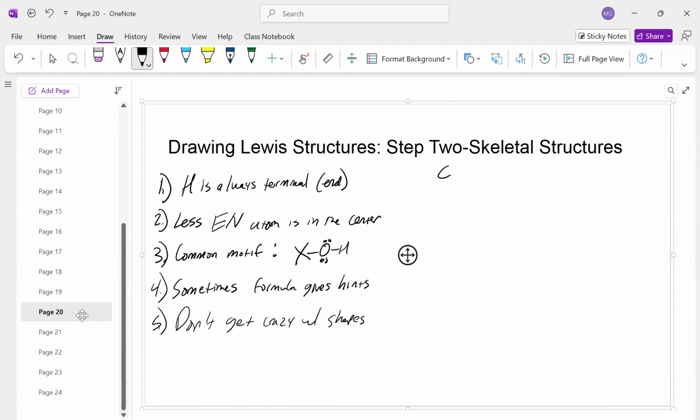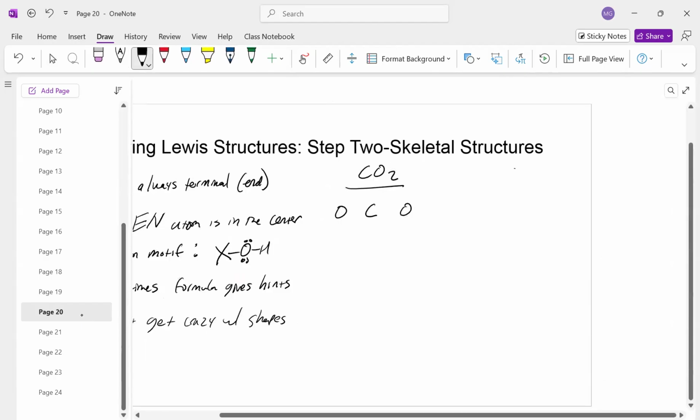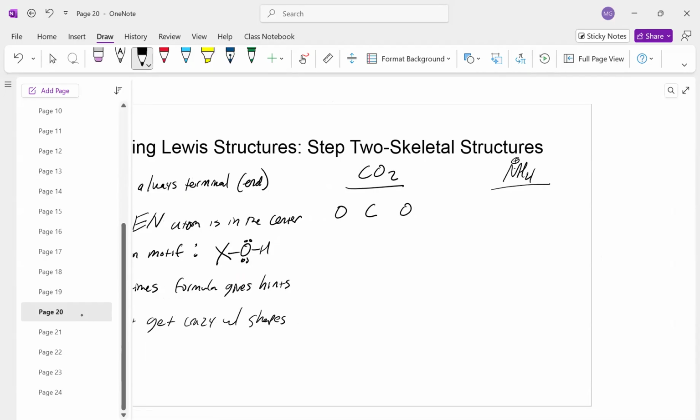Okay, so let's do this for our examples. We'll start with CO2. Well, carbon's less electronegative than oxygen. How do I know that? Well, that's the periodic trend. It's further to the left than oxygen. So all I'm going to do is put carbon in the middle. I'm going to put the oxygens on either side. And with ammonium, I can't put the hydrogen in the middle. I'm just going to put the nitrogen in the middle, and the hydrogens are going to go around it.